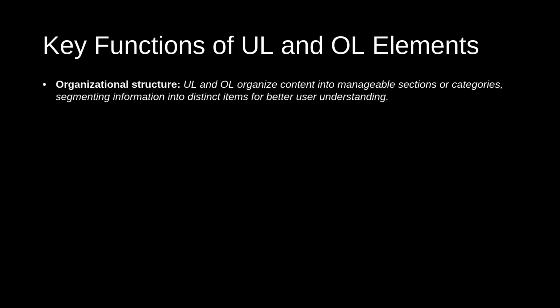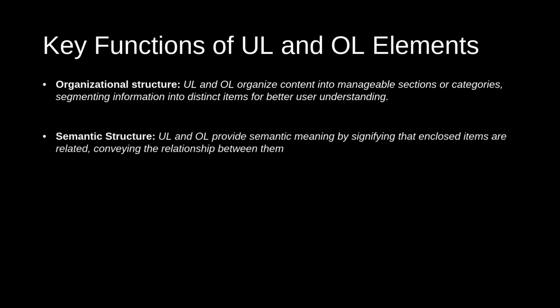So how does the list element contribute to the document structure? Organizational structure. Unordered lists and ordered lists help organize content into manageable sections or categories. They segment information into distinct items, making it easier for users to understand. Semantic structure. These list elements provide semantic meaning to the content. They signify that the enclosed items are related and belong to a list, conveying the relationship between them.